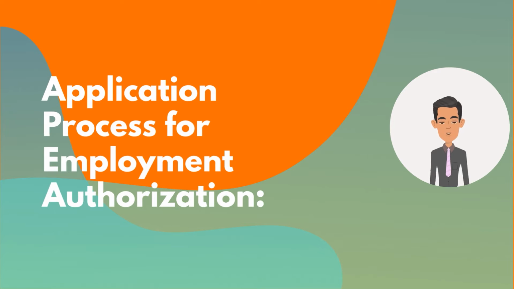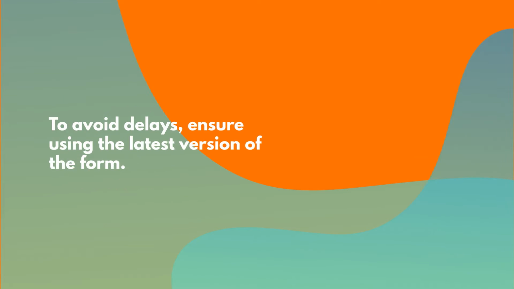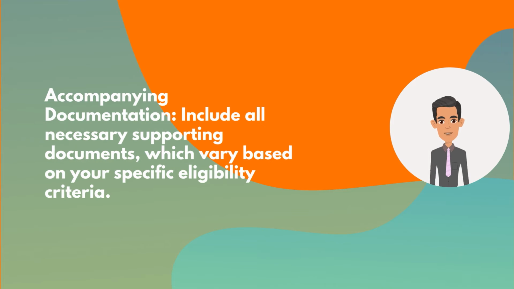Application process for employment authorization. Form I-765 filing. You must file Form I-765, application for employment authorization. To avoid delays, ensure using the latest version of the form. Accompanying documentation. Include all necessary supporting documents, which vary based on your specific eligibility criteria.